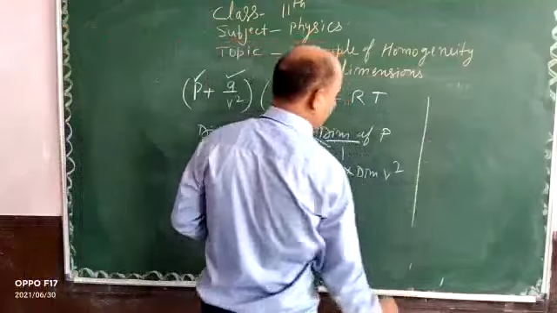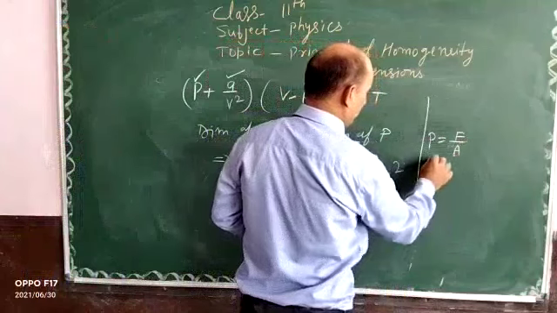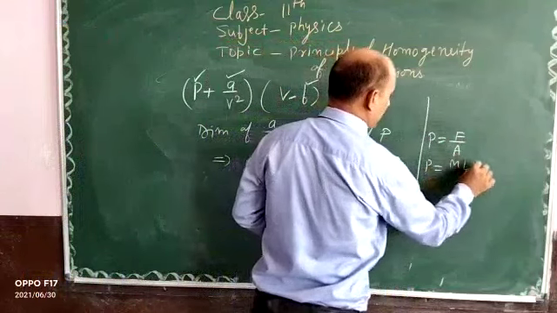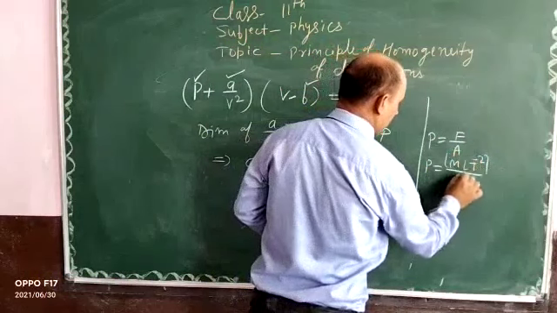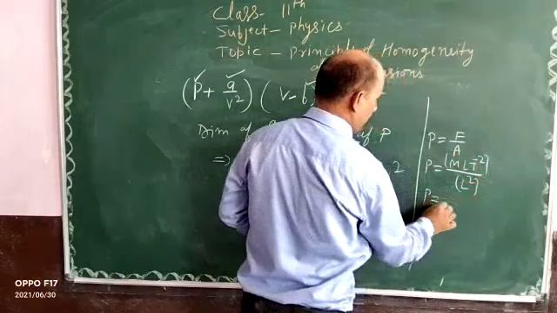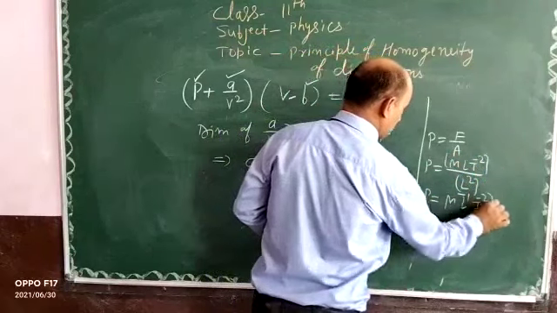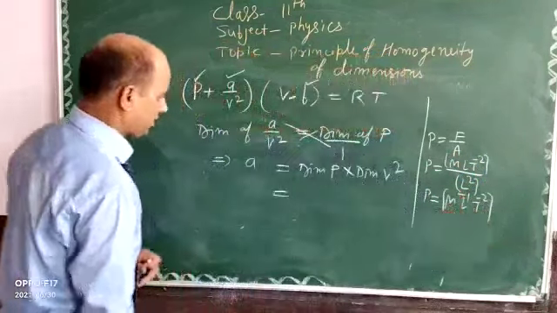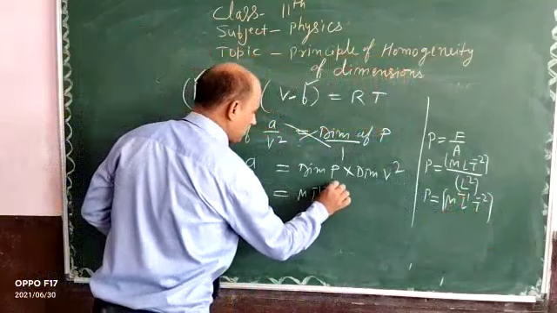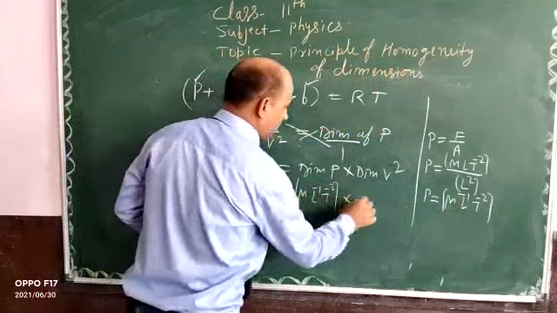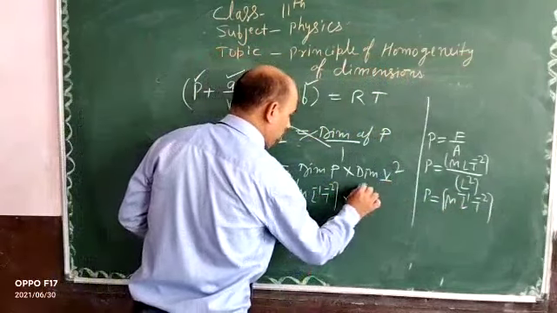The dimension of pressure P equal to force upon area, or P equal to MLT minus 2, the dimension of force, upon area, dimension L square. After solving, P equal to ML minus 1 T minus 2. This is the dimension of pressure. Multiply by the dimension of V square. V is volume, and the dimension of volume is L cube.